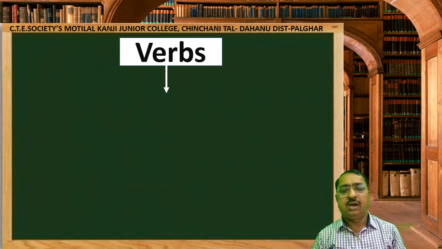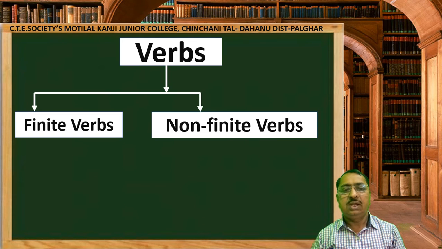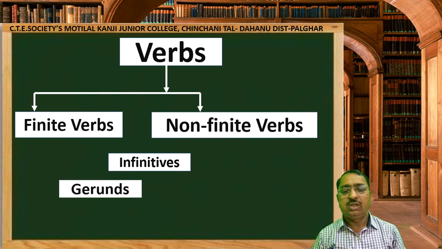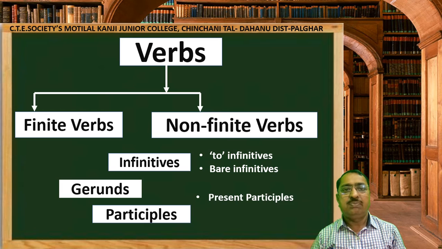Verbs are finite verbs and non-finite verbs. Non-finite verbs are infinitives, gerunds, and participles. Infinitives are two: to infinitives and bare infinitives, and participles are present participles, past participles, and perfect participles.